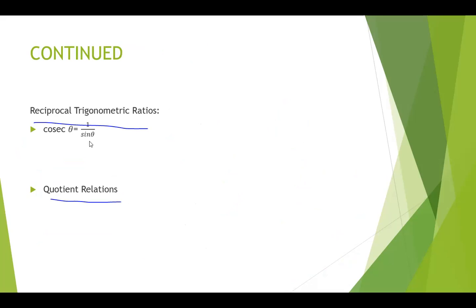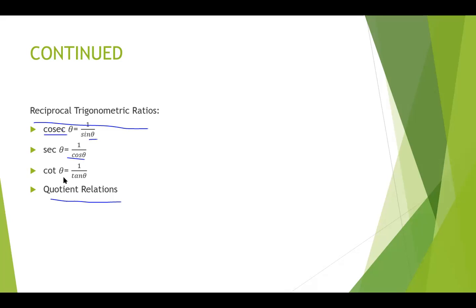Cosec theta is the reciprocal of sin theta. Reciprocal means the denominator for cosec theta will be the numerator for sin theta. Then the reciprocal of cos theta is sec theta. Reciprocal of sec theta is cos theta, which means I write sec theta is 1 by cos theta.